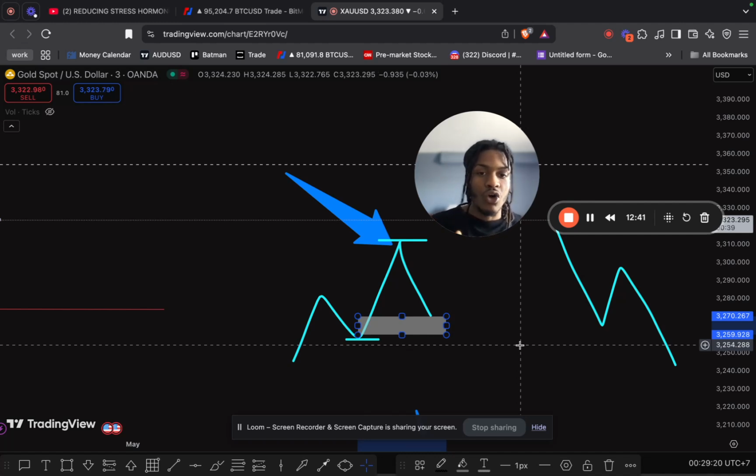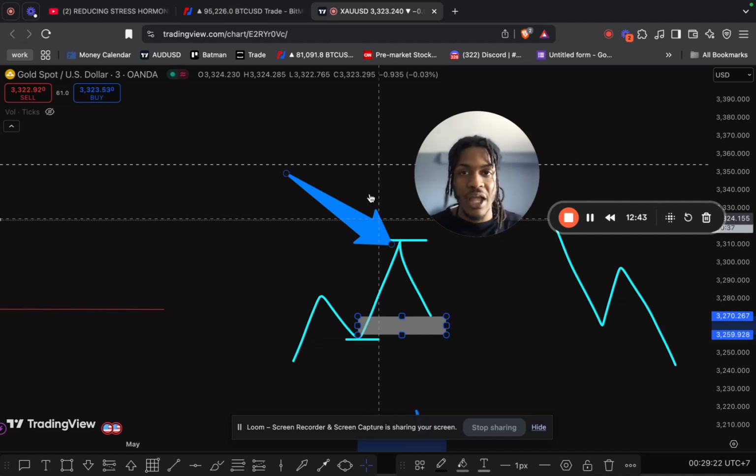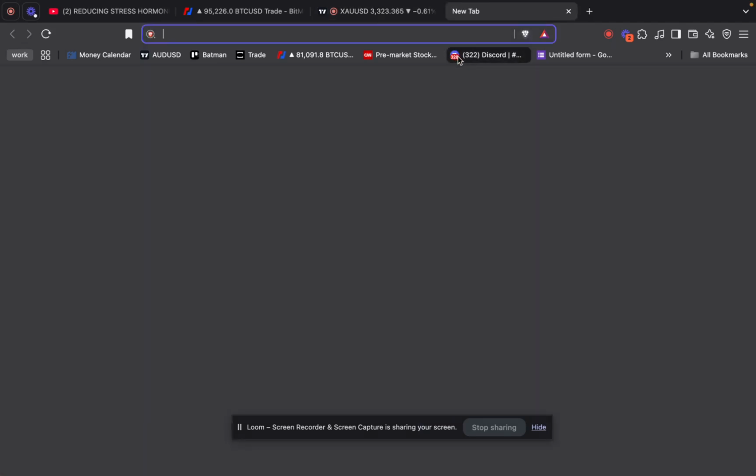So order blocks are my first type of trading setup. And if it's okay with you guys, I'm just going to open my Discord and show you.